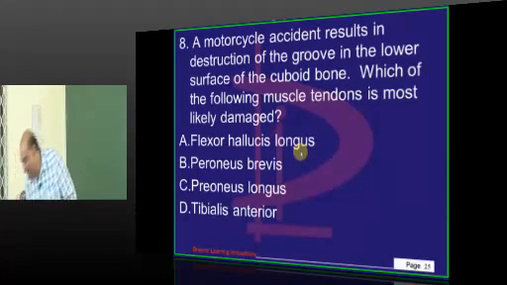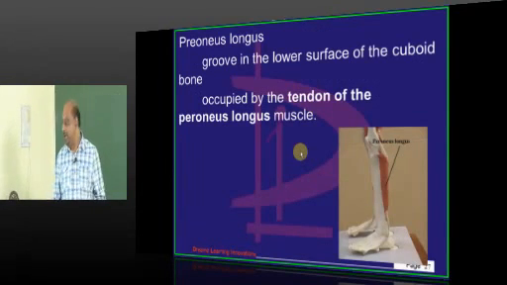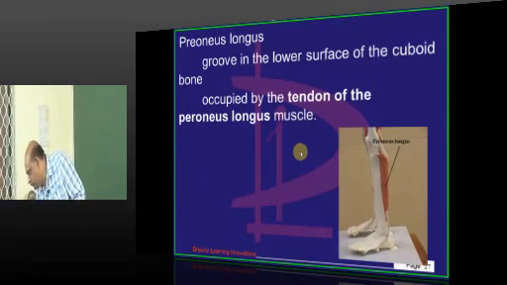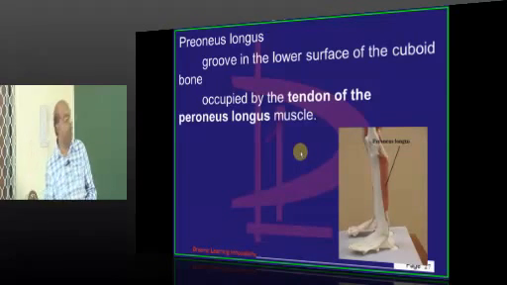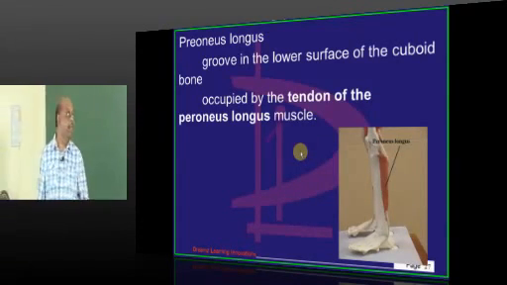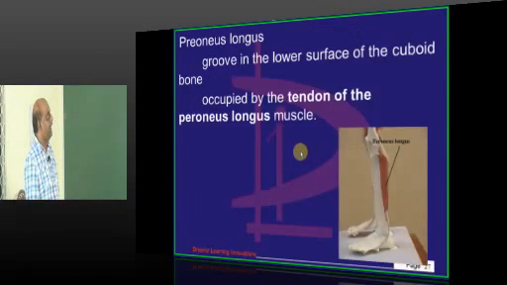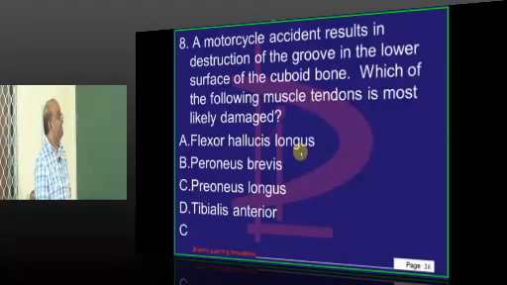So question number 8, very good. It is the peroneus longus. It is the groove in the lower surface of the cuboid bone occupied by the tendon of the peroneus longus muscle that needs to be remembered.